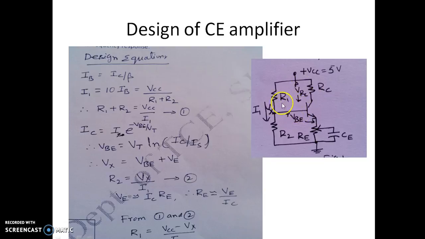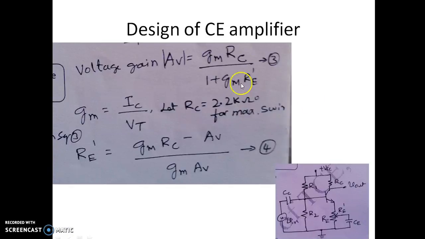So with these parameters, with these equations, we know the values of R1, R2, RE. RC can be estimated from the equation where the voltage gain is given by gm RC divided by 1 plus gm into RE dash. This RE dash is the resistance which is unbypassed by the bypass capacitor, where gm is the transconductance of the transistor, which is given by IC by VT.